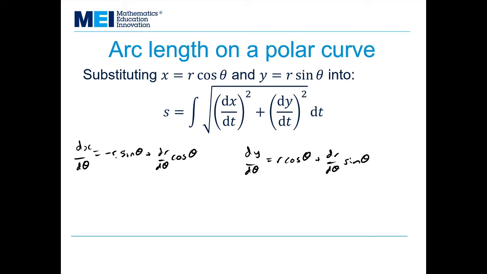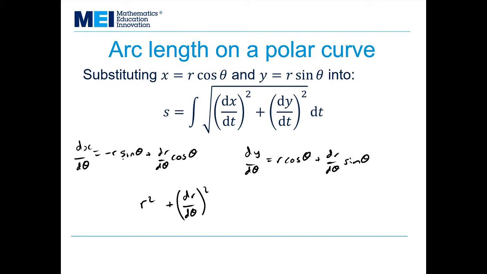Now, when I square and add these, I'll get an r squared sin squared theta from here and an r squared cos squared theta from here. So when I add those together, I just get r squared. I'll get a dr by d theta squared cos squared theta here and a dr by d theta squared sin squared theta here. So when I add those, I just get dr by d theta all squared.